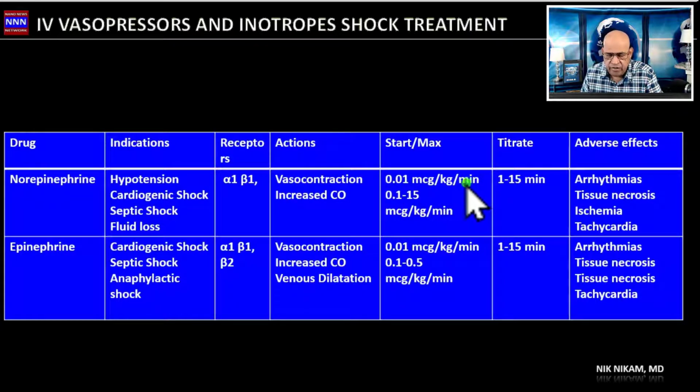The dose range is 0.01 to 0.15 micrograms per kg per minute. You titrate them anywhere from 1 to 15 minutes. You need to look for adverse effects like arrhythmias, tissue necrosis because of severe vasoconstriction, ischemia, and tachycardia.